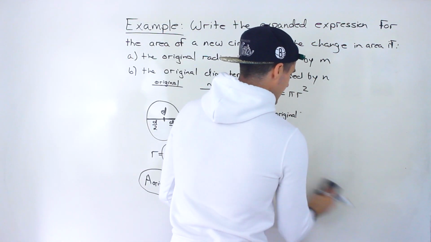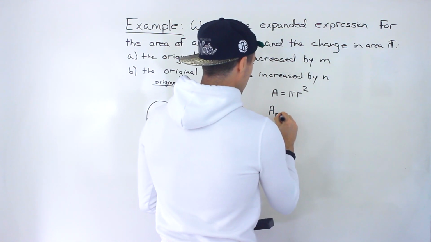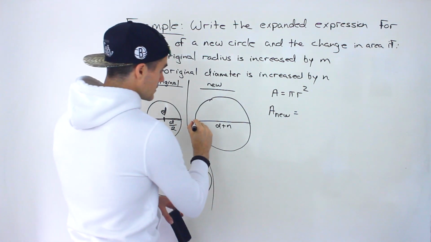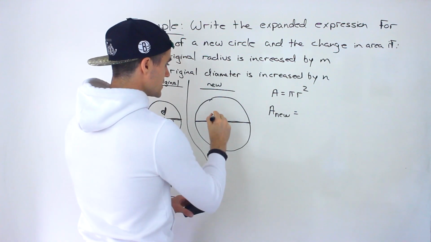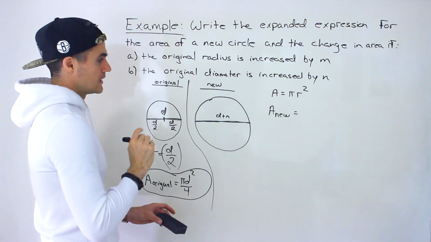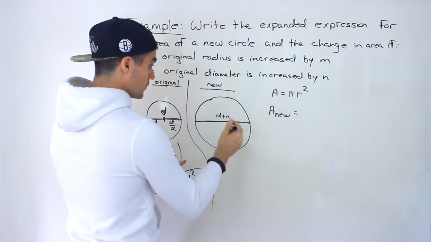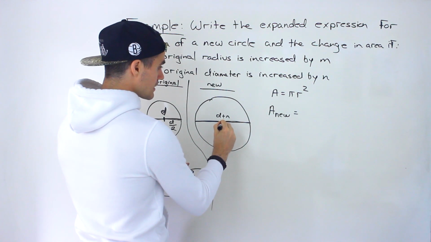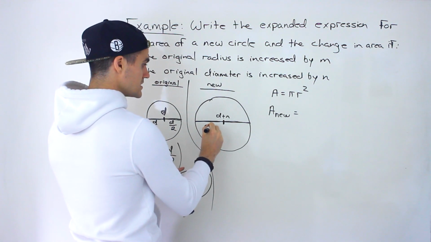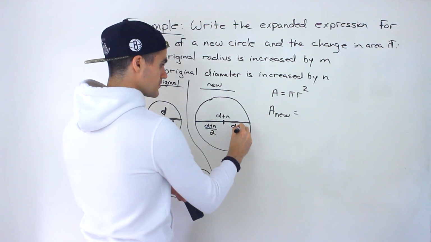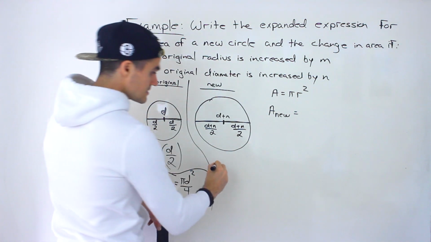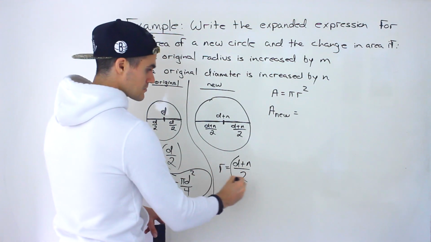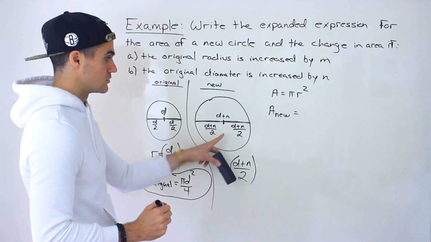So now let's get into talking about what's the new area going to be. Well, going to this circle now, notice that the entire diameter is now d plus n, right? We increased it by n units. But to plug it into the area formula, we still need to get the radius. So what we can do is we can take this entire diameter, split it into 2, so that would just be d plus n over 2. D plus n over 2. So the radius of this circle is d plus n over 2, like that. That's the expression for the radius of this new circle.